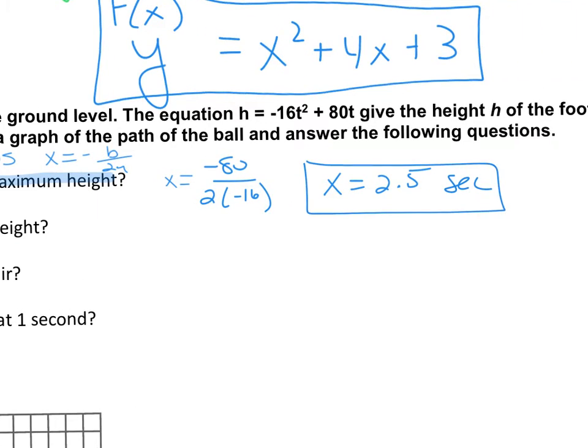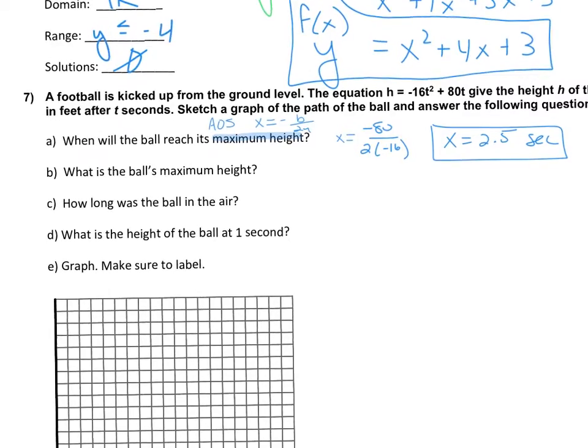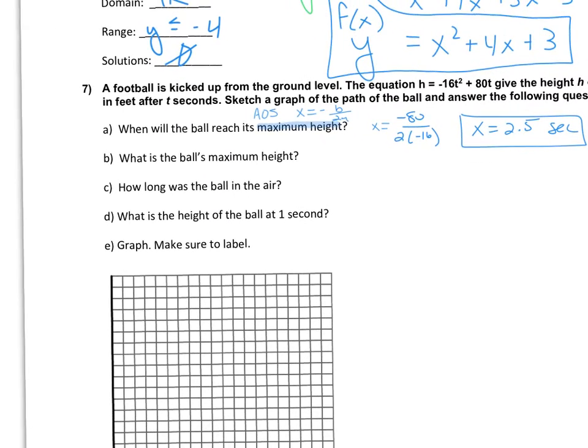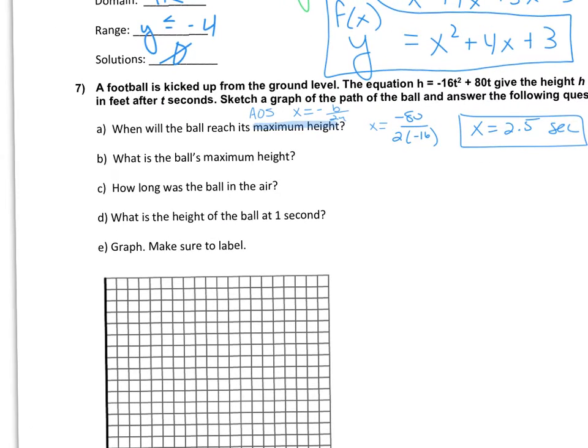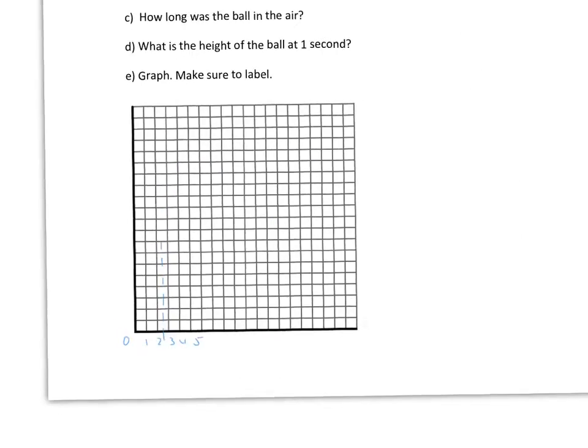When it's asking when will the ball reach the max height, that's the most important part here. Remember, time is your AOS. So down here I got 2.5 seconds. I'm going to do 0, 1, 2, 3, 4, 5, and 2.5 is where my dotted line is. That's the middle of my graph.